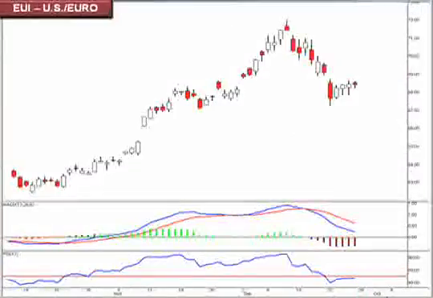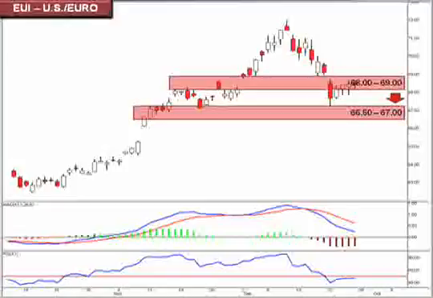Let's move on to the EUI, the US versus the Euro. Last week we identified a bit of a support level at that 68 to 69 focal zone. We suggested a break through that would likely play down into the 66.5 to 67, which is indeed what's taken place. You can see prices have bounced off of that, and are now finding a little bit of resistance at the 68 to 69 focal zone.